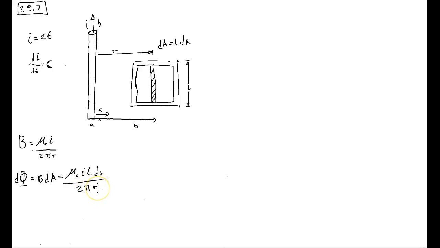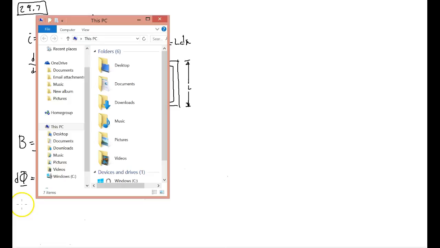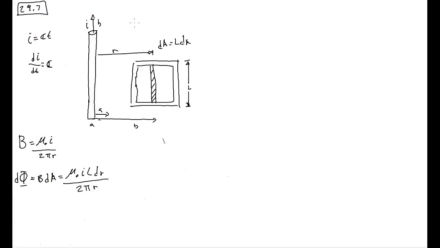Okay, what is the total flux through the loop? How do we get that? Must be an integral. What we have to do is add up the flux due to all of these little pieces that are L long but dr wide, from a to b, right? So that total flux, Φ_B, will be equal to the integral of all the little dΦ_B's, and that's going to be equal to this thing.